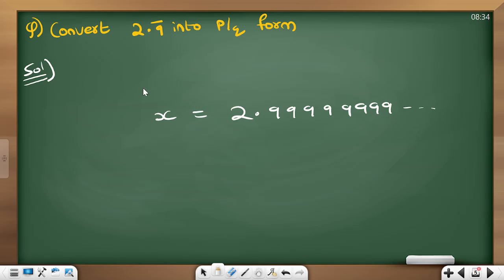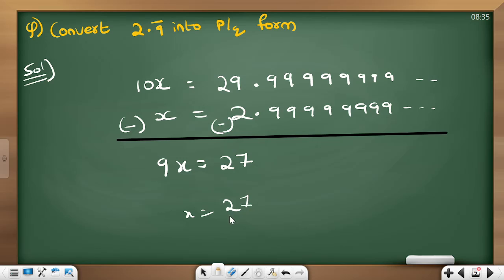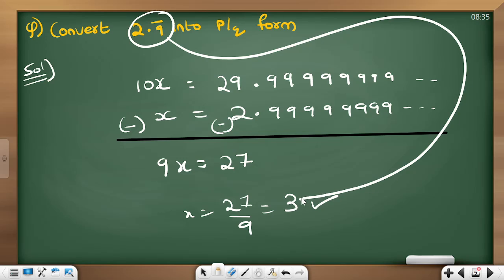Next, you should multiply with the 10. Sir, why are we multiplying? So that after the decimal we have the same numbers, so they will cancel when we subtract. That's our logic. Now subtract both of them. You'll be getting 9x is equal to 29 minus 2, 27. Therefore x equal to 27 by 9. That's nothing but 3.